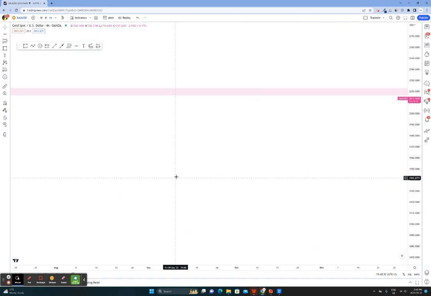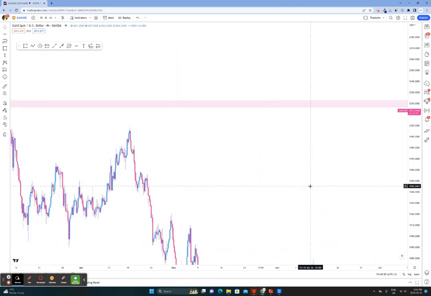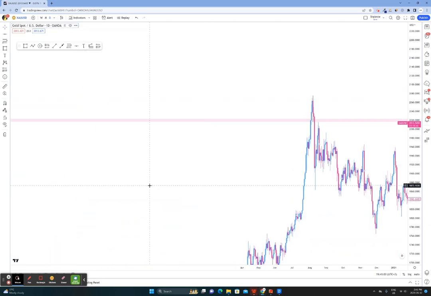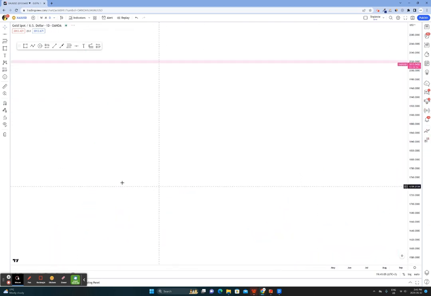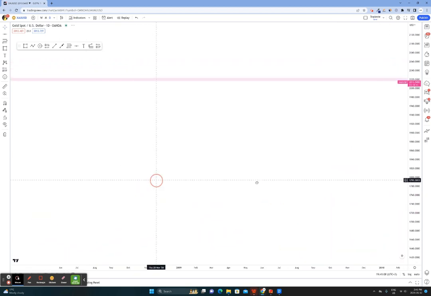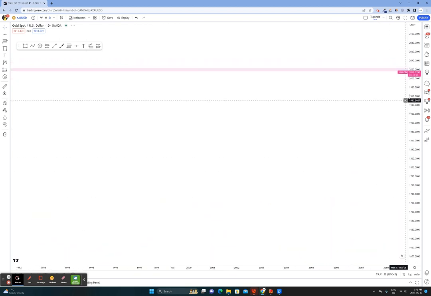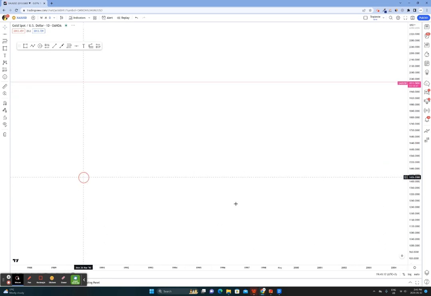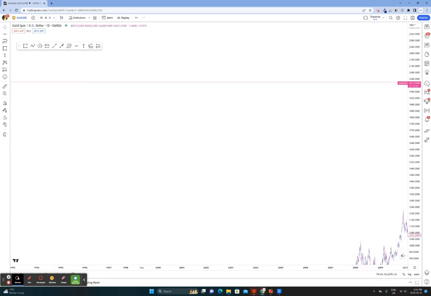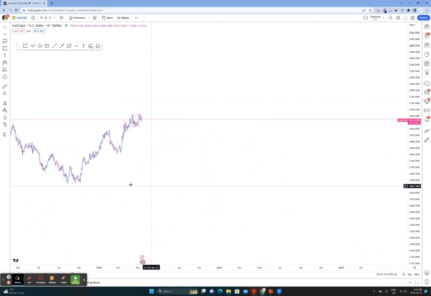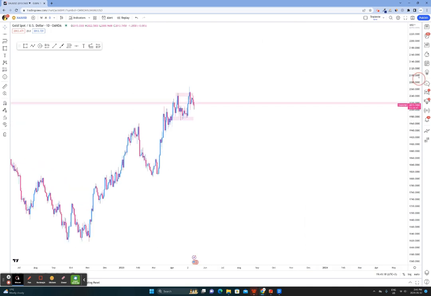Not necessarily every time because these levels change, but if we were to go, let's just go to the daily chart so we can see this a little bit more clearly. And if we go back, okay, I'm not going back too far. Oh, I'm already back, I went back really far actually. But that's what you're looking for, okay?